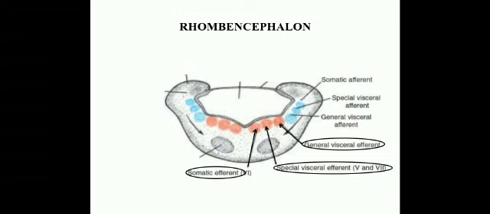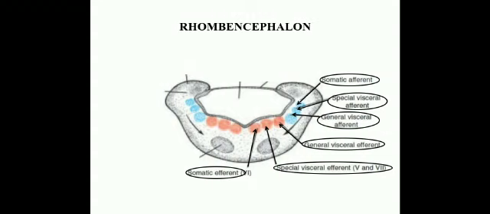The functional columns in the alar lamina of the brainstem are the general visceral afferent, the special visceral afferent, the general somatic afferent and the special somatic afferent. So, all the motor nuclei of the brainstem are derived from the functional columns of its basal plate, and all the sensory nuclei from the functional columns of the alar plate.